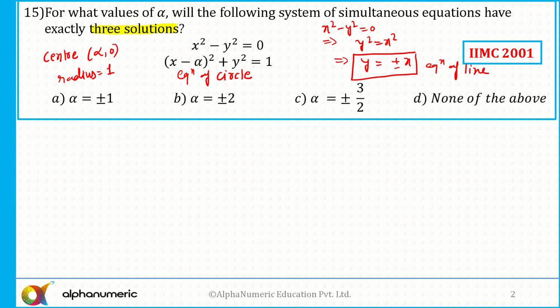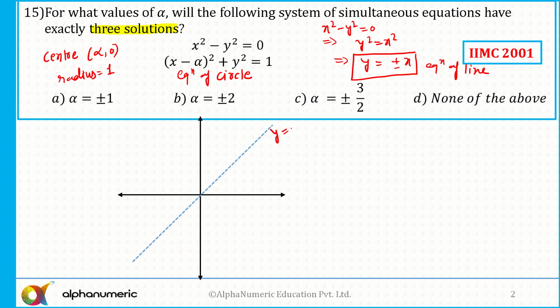So let's plot the graph. This is the x-axis and y-axis. First of all we need to plot the graph of y equal to plus x and y equal to minus x. So let's say this is the line y equal to plus x. And then another line I can draw, that is y equal to minus x. Let me write it down neatly. So y is equal to minus x.